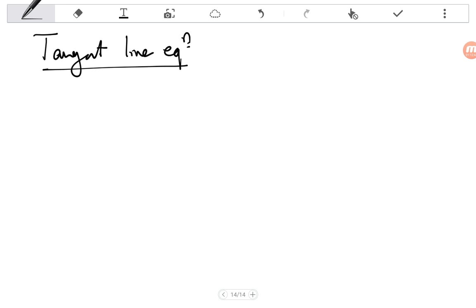Do you know how to write the equation of a straight line?